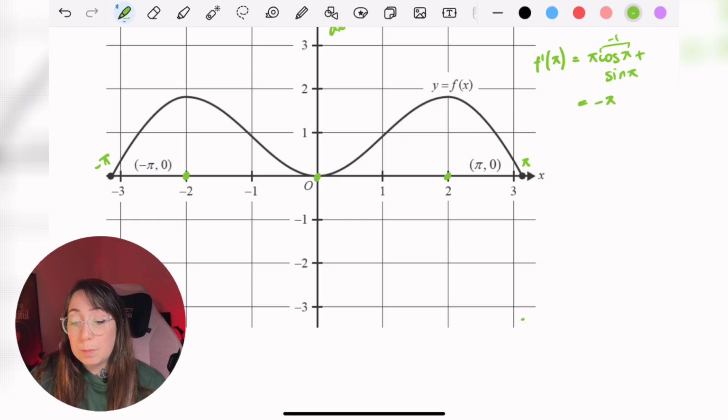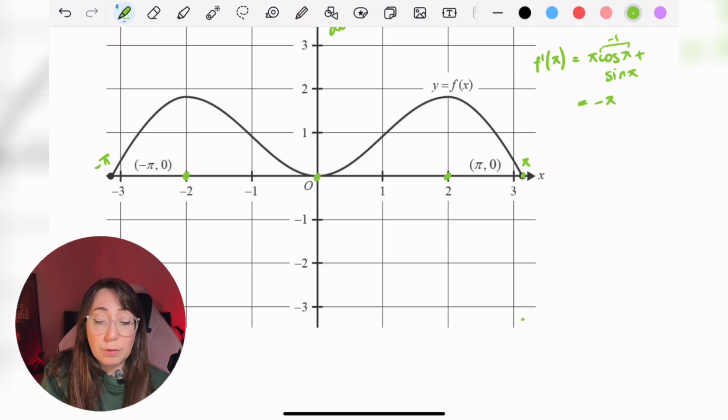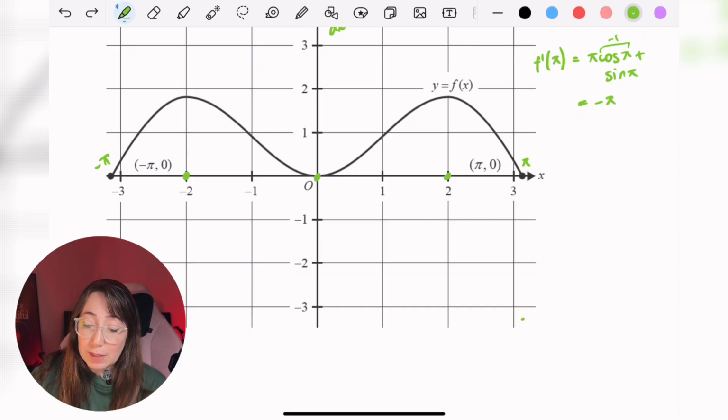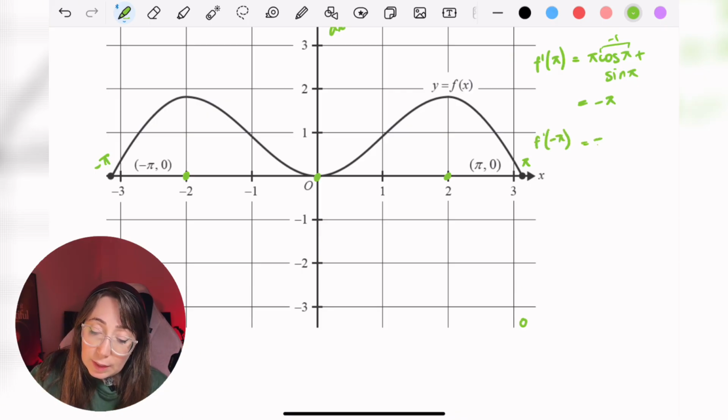Now the one thing is, because this is an endpoint on the original graph, the actual gradient at that point does not exist. So it would be negative π if it was continuous. However, because it is not continuous at that point, we will draw it with an open circle. Same thing goes for negative π. We'll substitute that in. So that'll be negative π times cos of negative π plus sin of negative π.